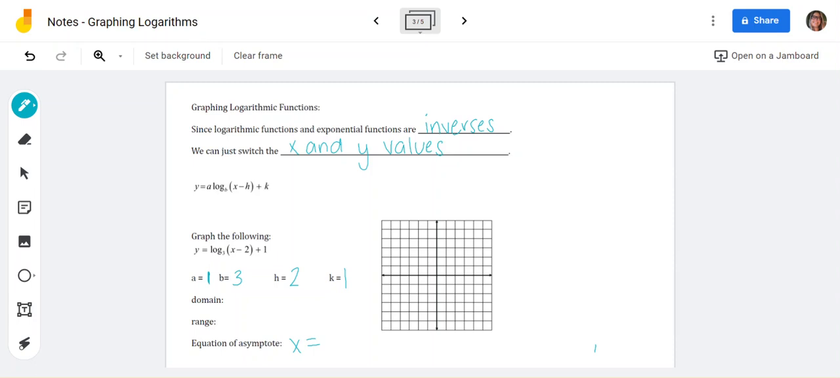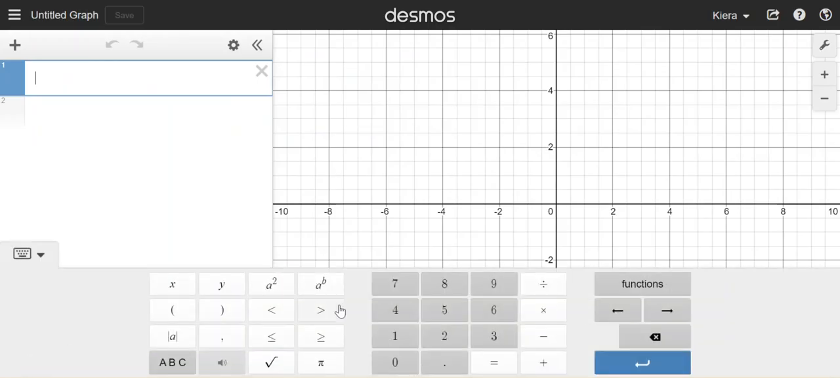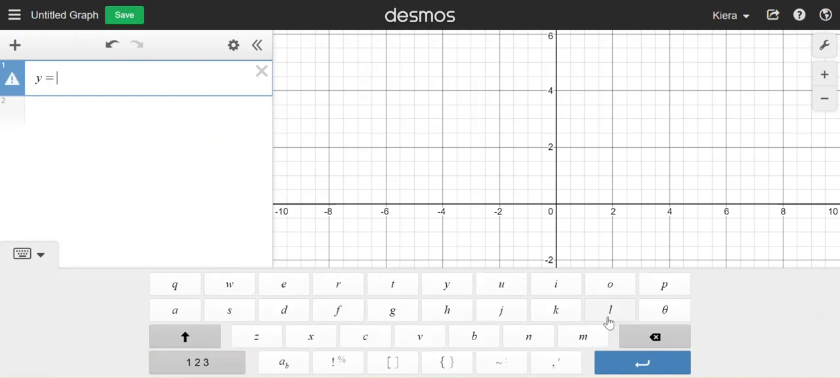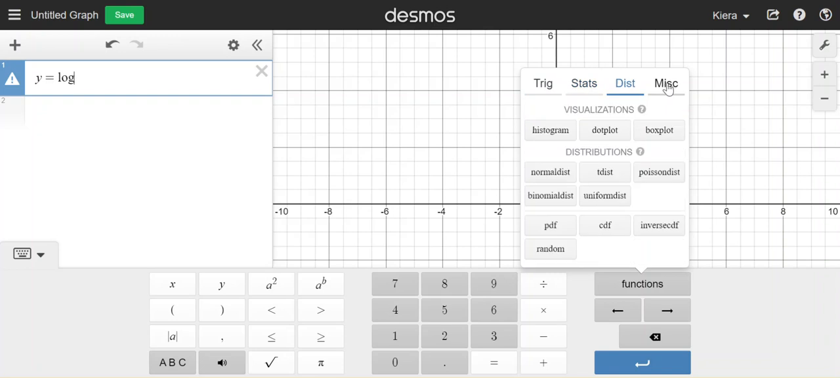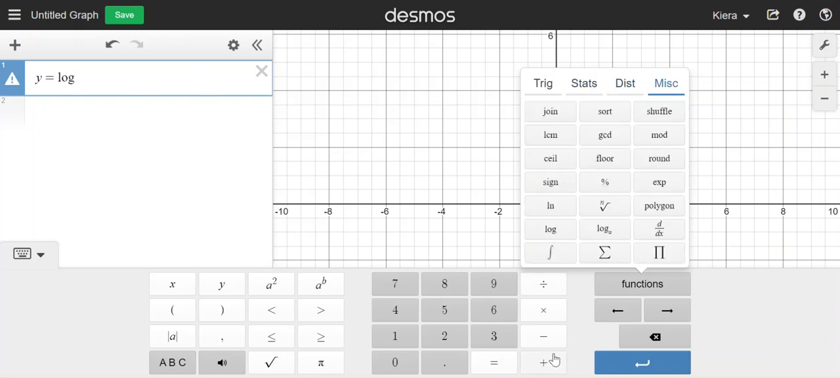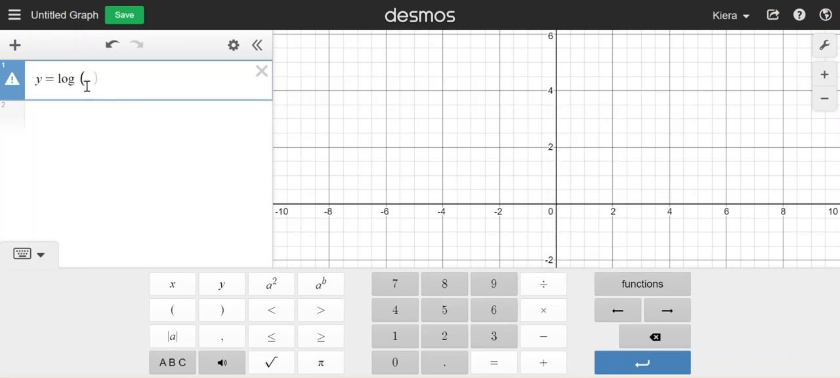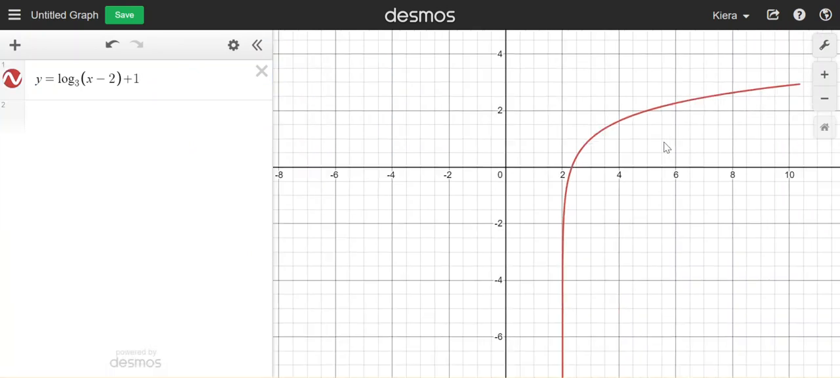So let's look at the graph first. Y equals. So actually, instead of typing log, take that back, we are going to go to Functions, Miscellaneous, and click the button that says log with the little a there, because that'll give us the space to put the 3 in. Log base 3 of x minus 2 plus 1.